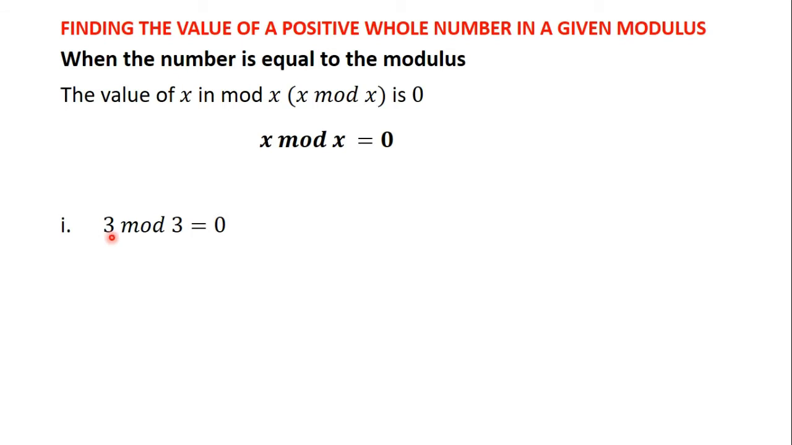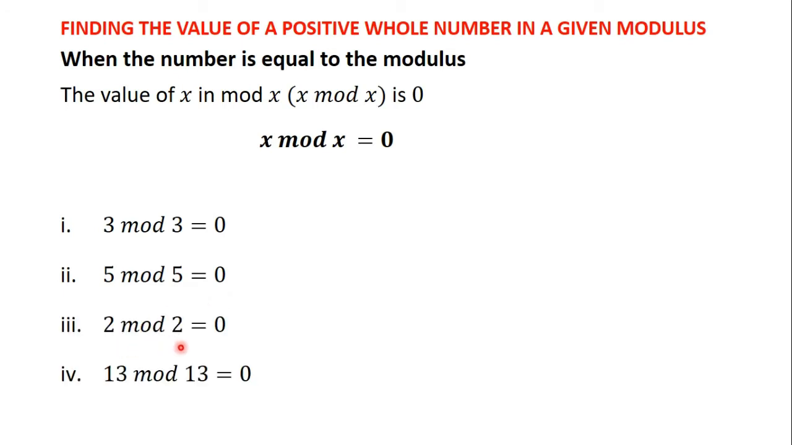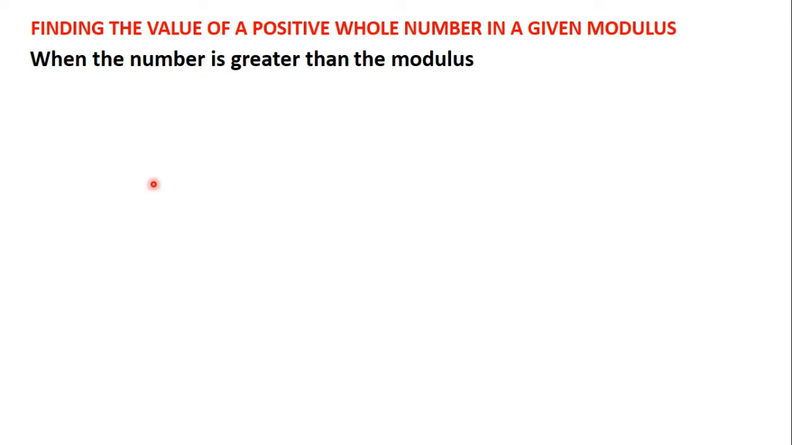For example, 3 mod 3 is equal to 0. 5 mod 5 is equal to 0. 2 mod 2 is equal to 0. And 13 mod 13 is equal to 0. So if the number is equal to the modulus, then the value of that number in the modulus is 0. If the number is the same as the modulus, then the value of the number in that modulus is 0.